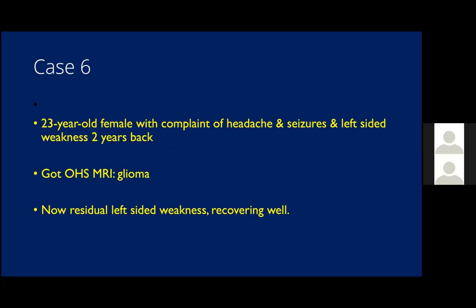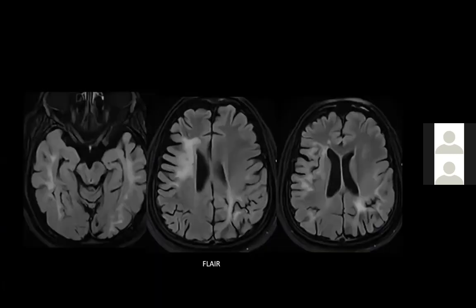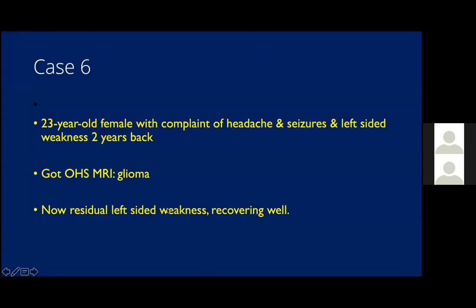The next case is a 23-year-old female with a complaint of headache, seizure, and left-sided weakness for 2 years. Outside, she was diagnosed with glioma, and now she has left-sided residual weakness, and she is recovering from that weakness. This is again an MR image in the axial plane, a FLAIR image, showing diffuse cortical atrophy and dilation of the sulci. You can see involvement of the temporal lobes bilaterally, involving the subcortical U fibers, involvement of the external capsule area, and the frontal lobe area. This patient was only 23 years old.